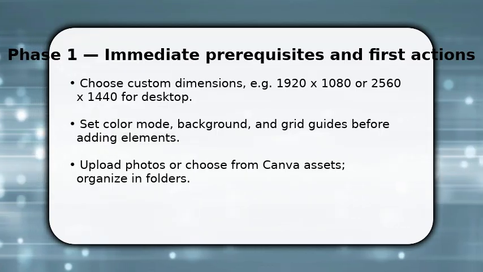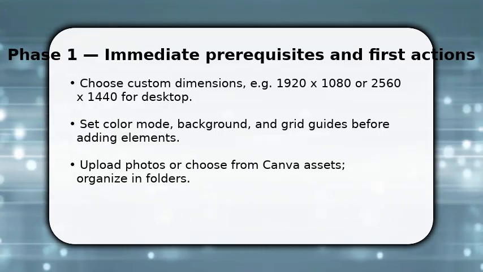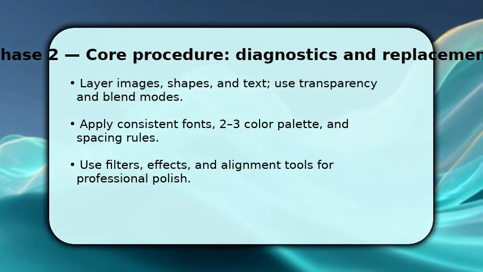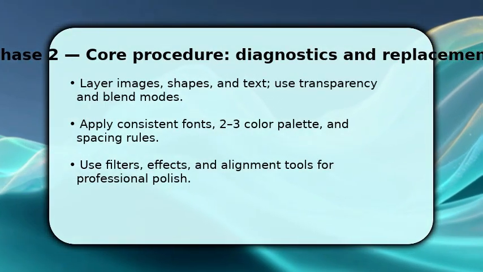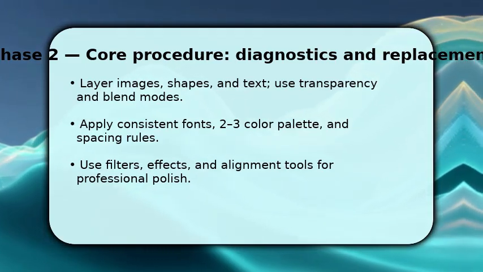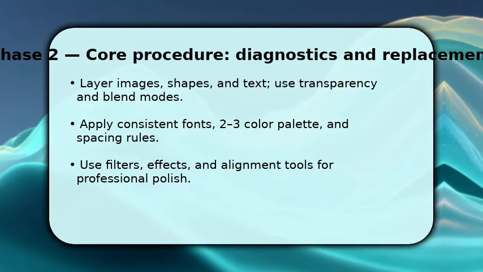Now add a placeholder shape where focal content will sit. This gives you a layout to build on. You layer images, shapes, and text, paying attention to focal hierarchy so the eye moves naturally. Use transparency and blend modes to integrate photos and lock background layers once placed.